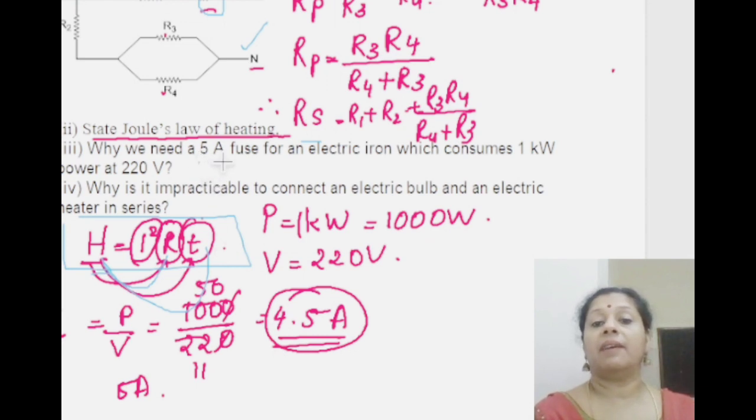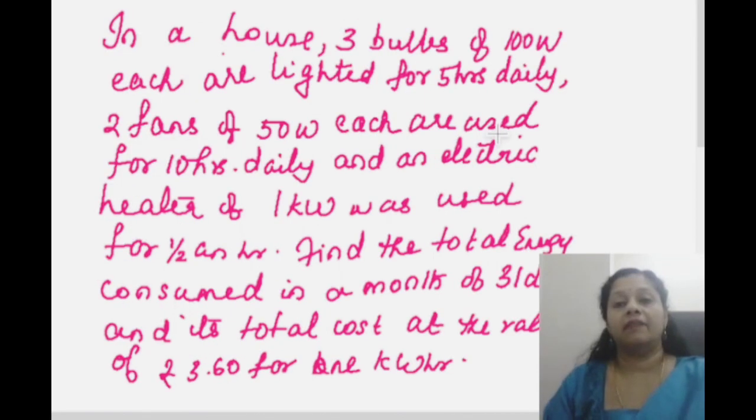Why do we need a 5 ampere fuse for an electric iron which consumes 1 kilowatt of power at 220 volt? So power, 1 kilowatt, is 1000 watts, voltage is 220 volt. The current required for the iron to work will be 4.5 ampere. So if you use a fuse below that, the gadget will not work. So the next higher value is a 5 ampere fuse. So we have to use a 5 ampere fuse. So if there is any undue flow of electric current through it, the fuse will melt, saving the iron from getting damaged. We have one last question from energy.